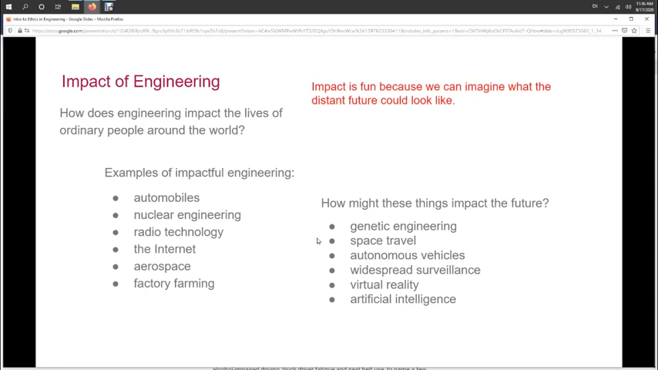Yeah, what do we have next? Impact is fun because we can imagine what the distant future could look like. That's true. So when I think of impact, I think of engineering developments that are happening now, and I ask myself if those developments continue and they're productive and engineers make progress on genetic engineering or space travel, for example, how could that affect the way people live their lives in 50 or 100 years? It's impossible to predict the future, but we can think about it today.